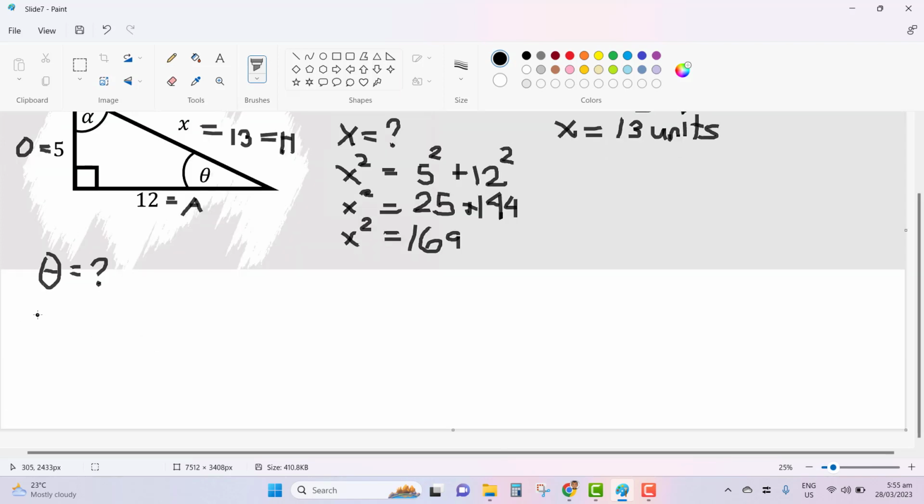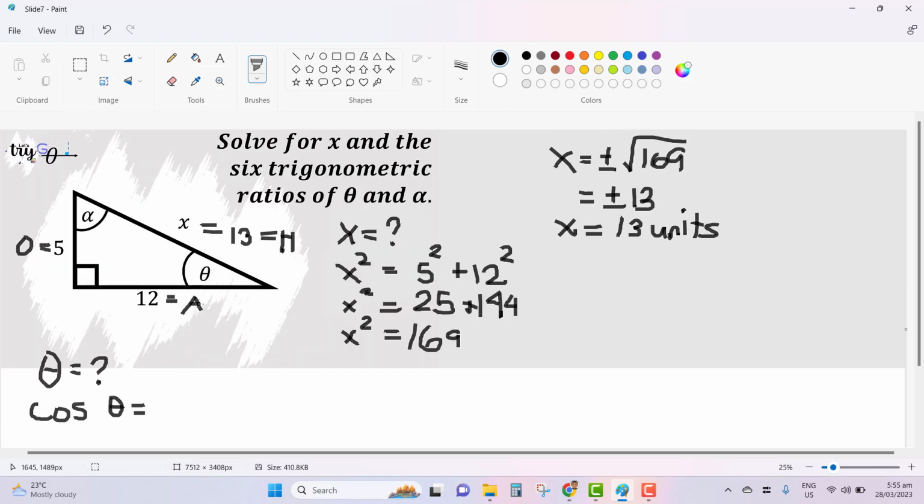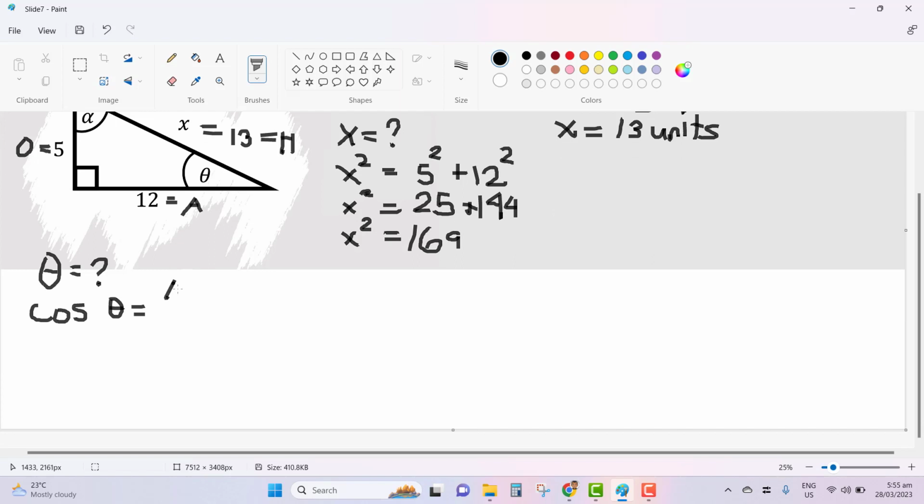Let's start with the first trigonometric ratio, cosine of theta. Cosine theta is given as the ratio of adjacent and hypotenuse. So adjacent over hypotenuse. And the value for the adjacent side is 12. Hypotenuse is 13. This is cosine theta. No need to give the value in decimal places because this is the exact value.